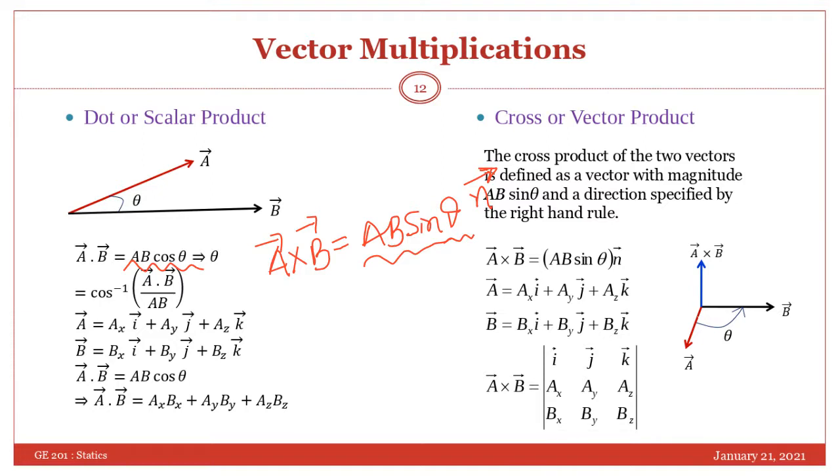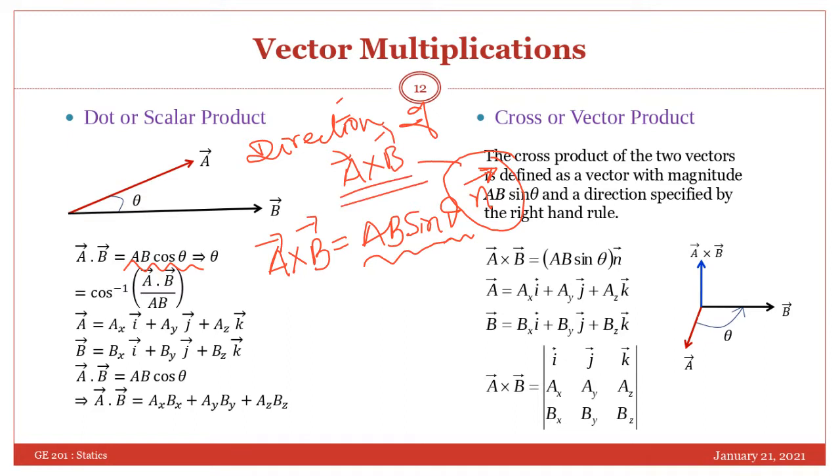Of course, if A and B are in the XY plane, then the thumb will be pointing towards the positive Z axis. And the unit vector in the positive Z direction is the k vector, k. So this is the general formula, AB sine theta into the unit vector of the direction, vector n. So this vector n will represent the direction of vector A cross vector B. Okay.